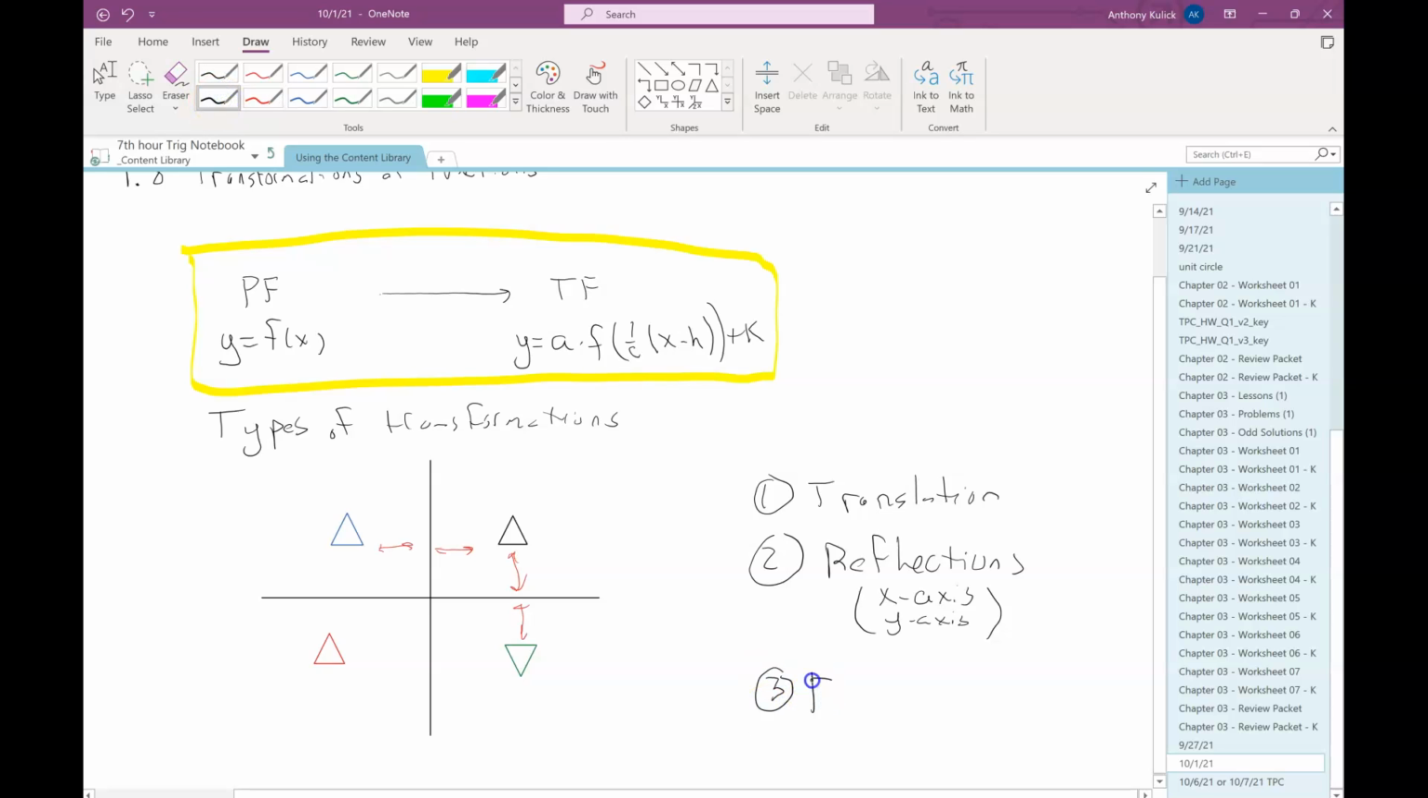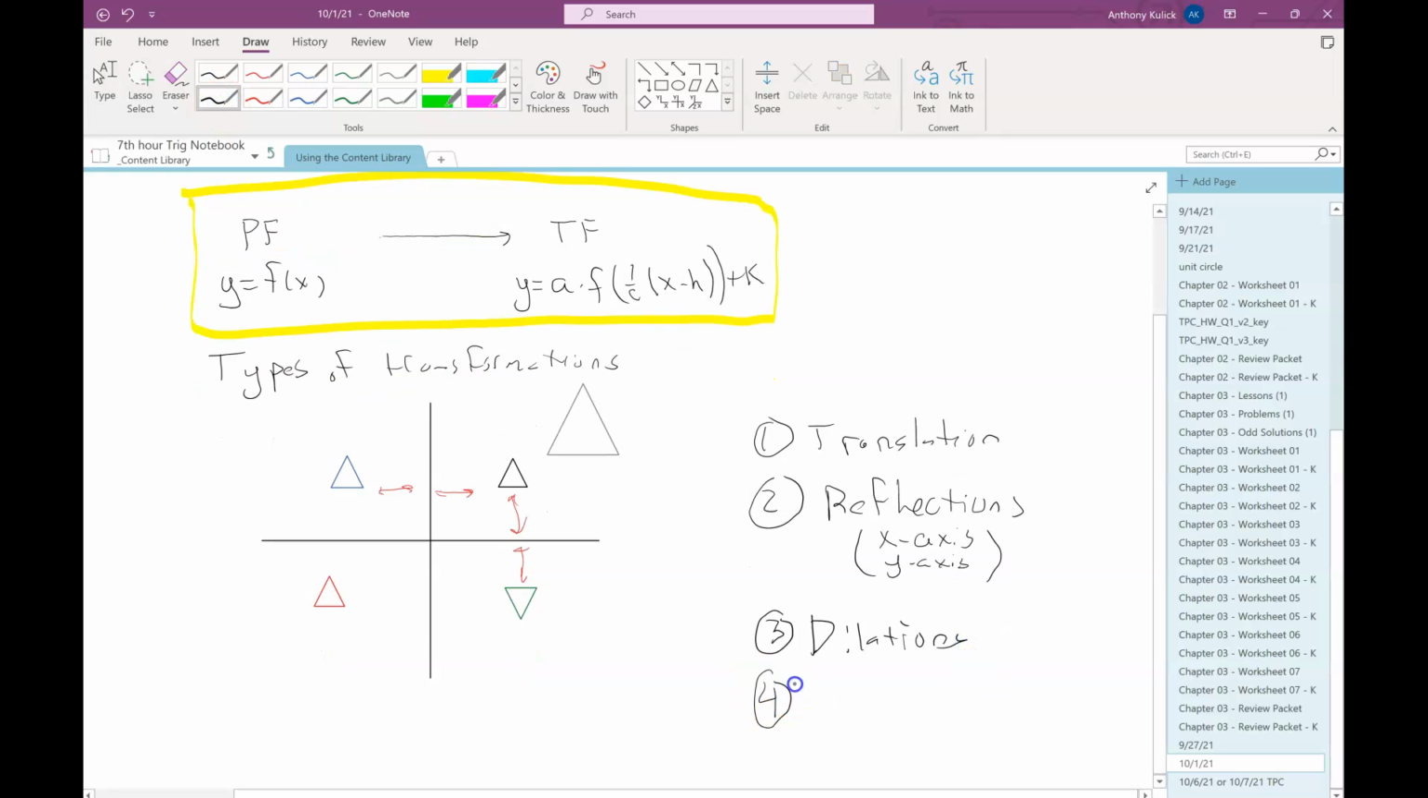The third type of thing we talked about there were dilations. With a dilation, things are going to get bigger or smaller, and depending on how you're doing the dilation, likely the location is going to change a little bit also. And then the fourth thing that we talked about in your geometry class were rotations.